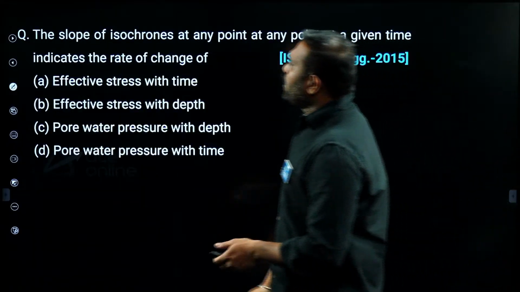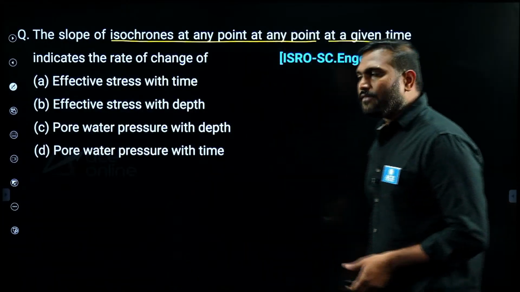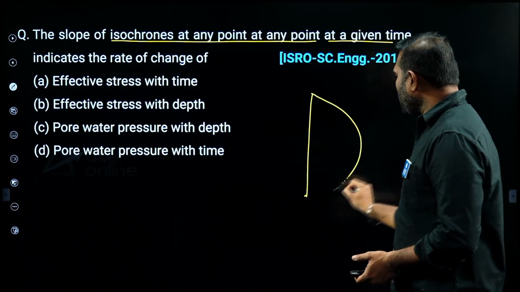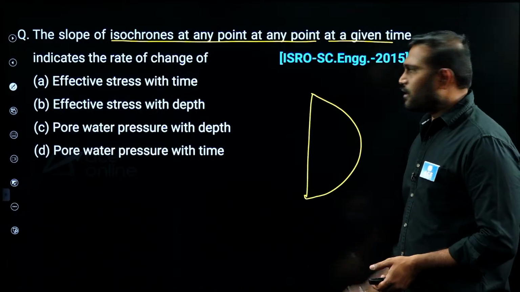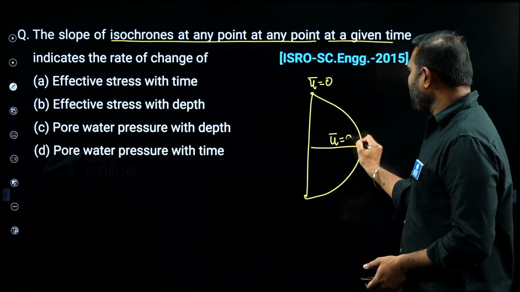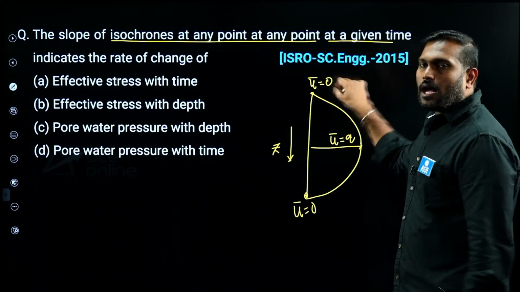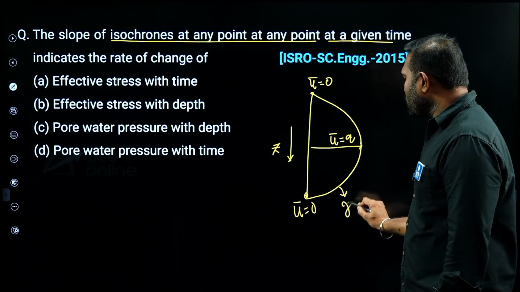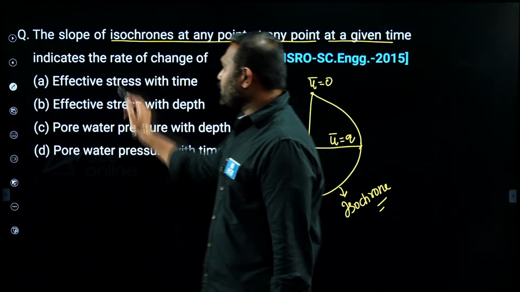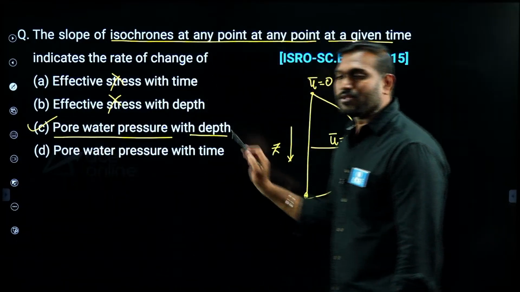Now, the slope of the isochrone at any point at a given time indicates... So at a given time, the slope of the isochrone indicates... Now this is how the isochrone looks in a given clay layer. At the top, excess pore water pressure is 0. At the center, it is going to be maximum. At the bottom, it is going to be 0. This is with respect to depth. Isochrone represents the variation of excess pore water pressure with respect to depth. So it's not effective stress. It's about the pore water pressure with depth. So it's not with time, it's with respect to depth.